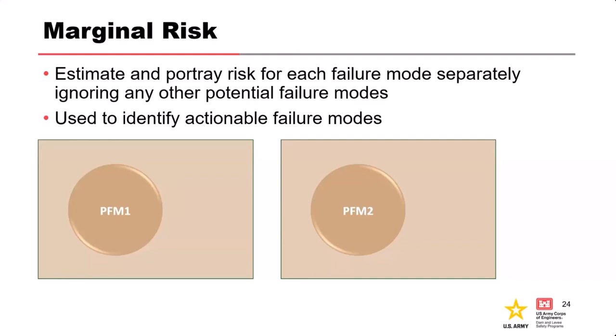The reason we do that is it's a better metric for identifying failure modes that might be actionable, because what can happen is when you start to look at the interactions between failure modes, you can start to mask some of the underlying risk that's associated with individual failure modes. So you don't want to go out and do a modification, and then do a risk assessment after your modification and find out you missed a failure mode because it was masked by the interactions between failure modes. Best way to avoid that is to just do the marginal risk estimate, which means estimate the risk as if it's the only failure mode.